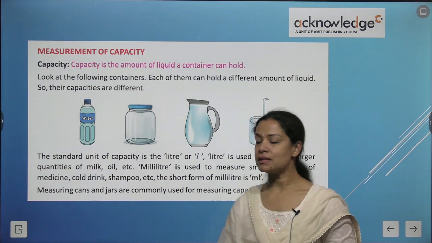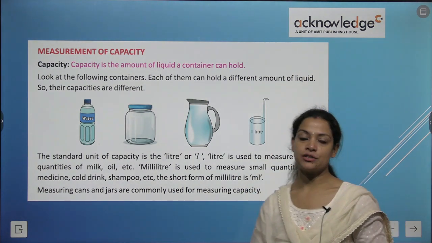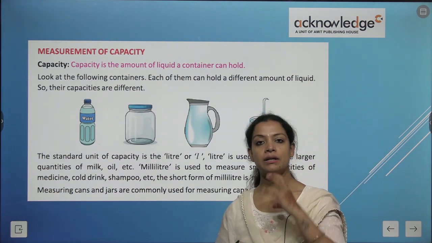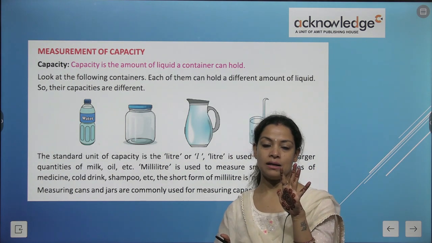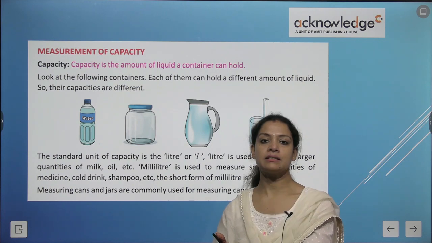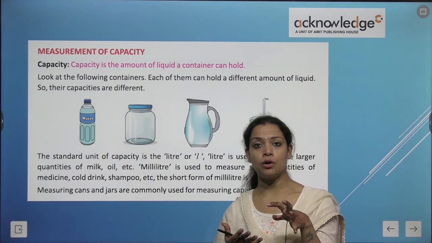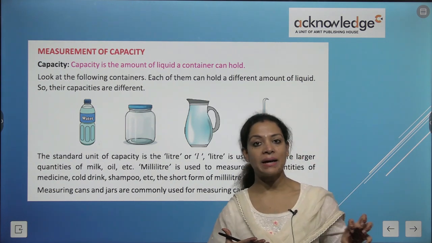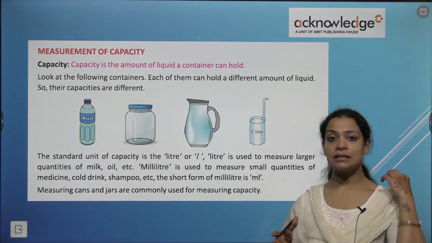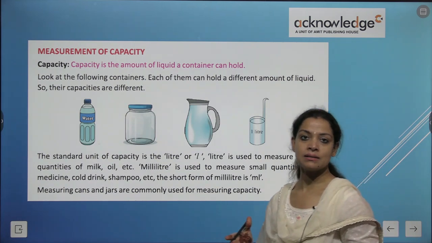So measuring cans and jars, they are commonly used for measuring capacity. So when you drink cold drink or juice, आप उसके पीछे देखना, उसमें उसका capacity लिखा होता है, that it is 600 milliliter bottle या 2 liter bottle या 3 liter bottle. तो इस तरह से उसके पीछे capacity दी होती है. So that is the capacity of the liquid it is having.